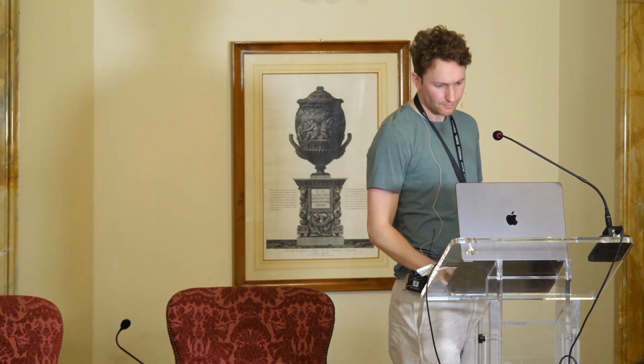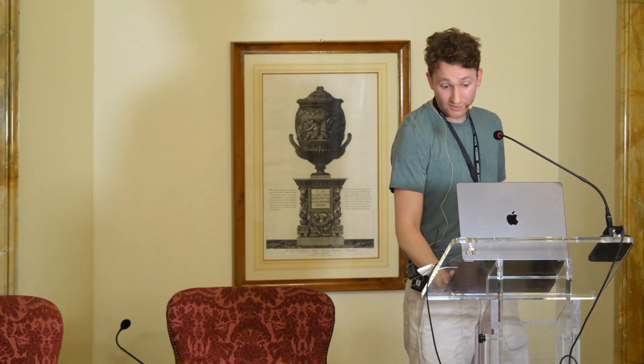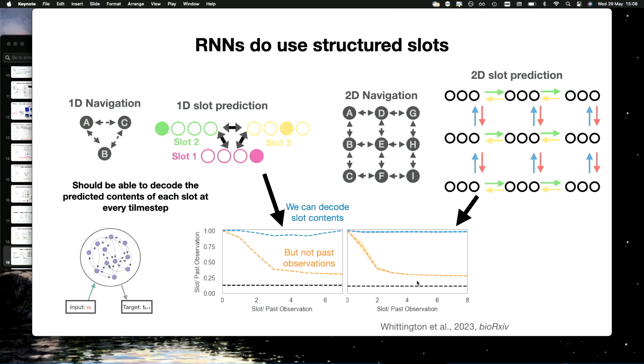This also works with 2D navigation. Exactly the same phenomenon. You can decode the slots. You can't decode past observations.